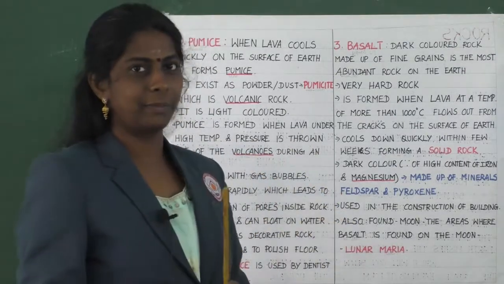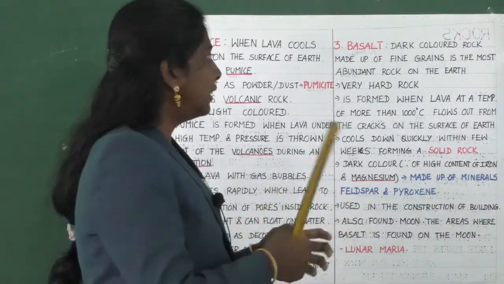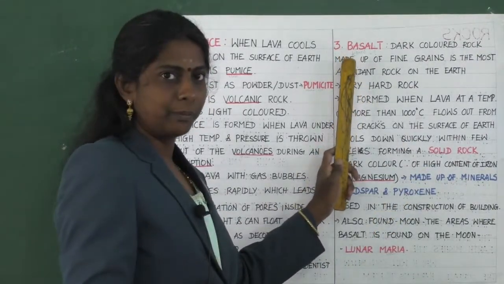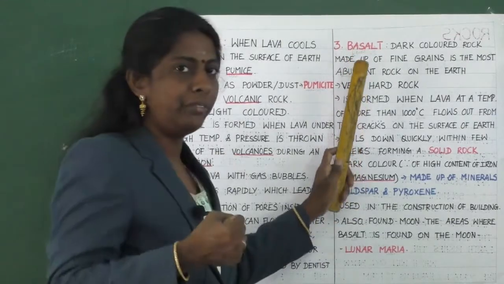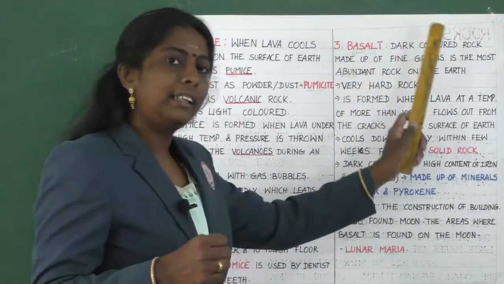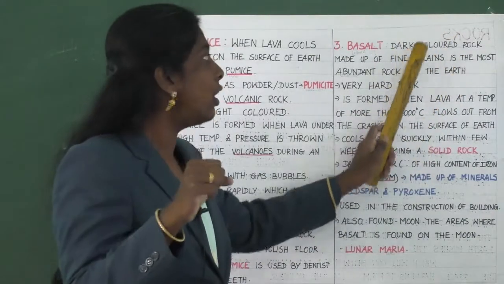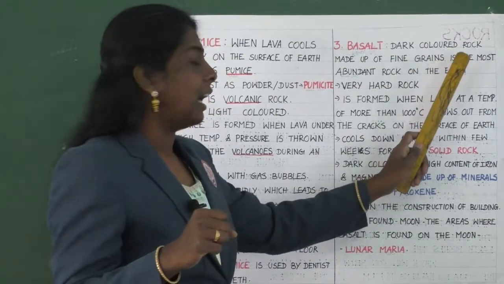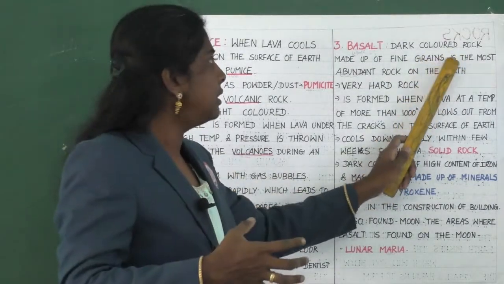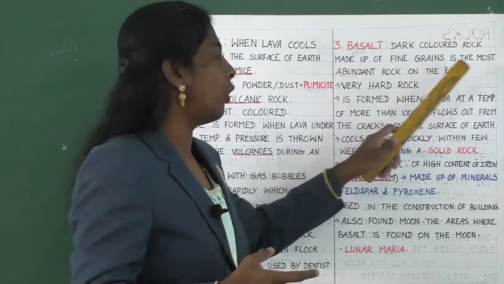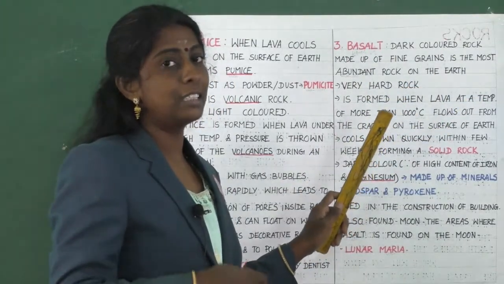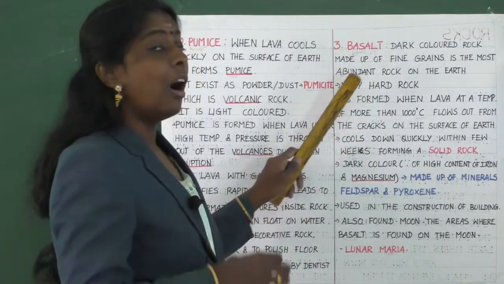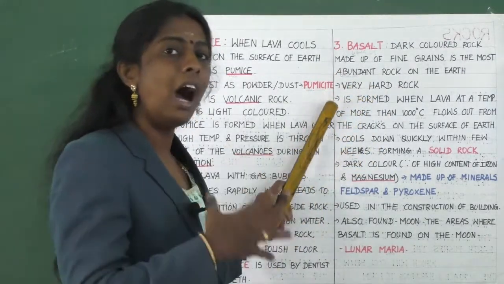Then moving further, the third type of igneous rock, that is basalt. It is dark colored rock made up of fine grains, and this type of rock is the most abundant rock on the earth. It is generally a very hard rock.